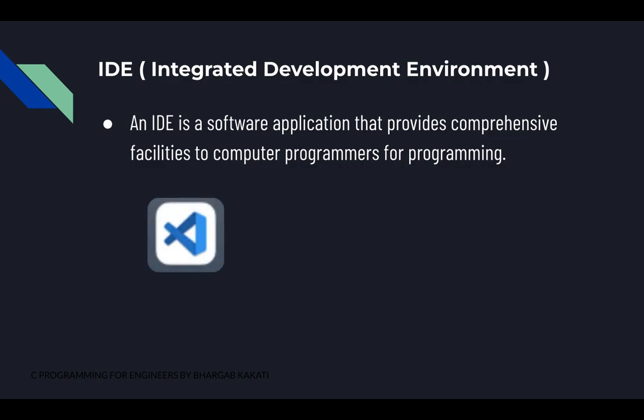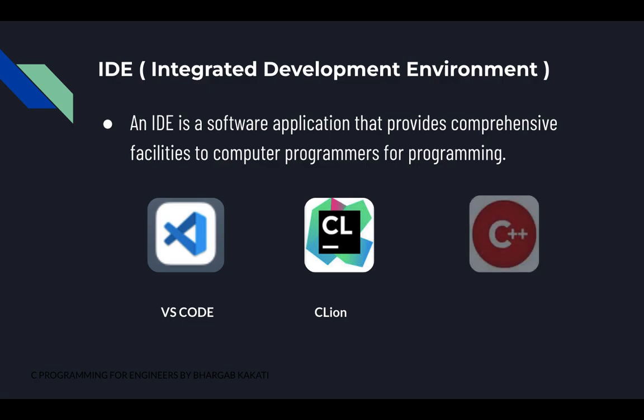Some examples of IDEs where C programming can be done are as follows. The first is VS Code, Visual Studio Code, a very popular IDE for C programming. Next we have CLion. Next we have C++ Builder and many more. Out of these IDEs for C programming, we will be using VS Code, or Visual Studio Code.